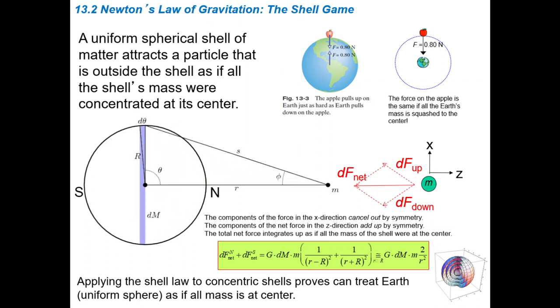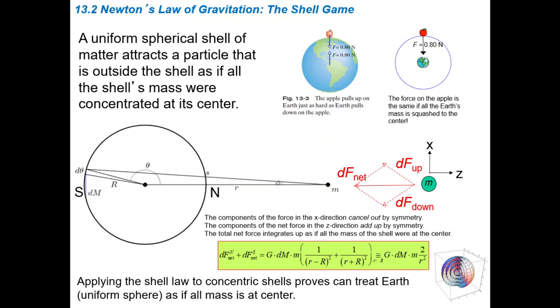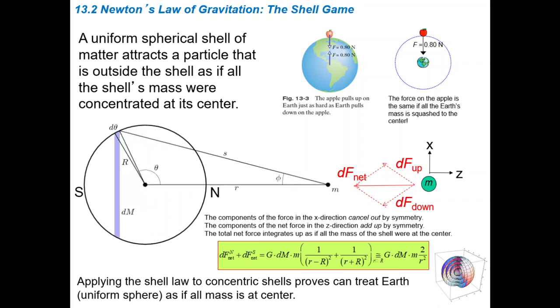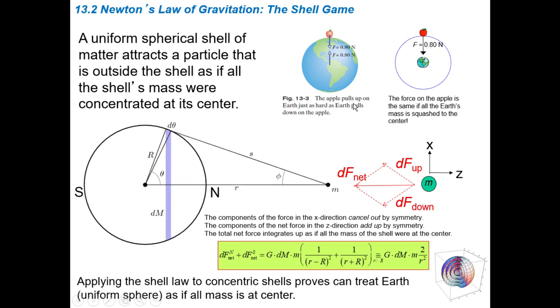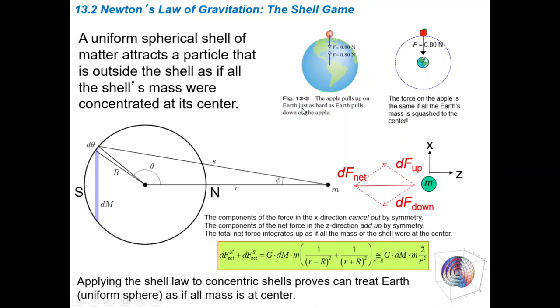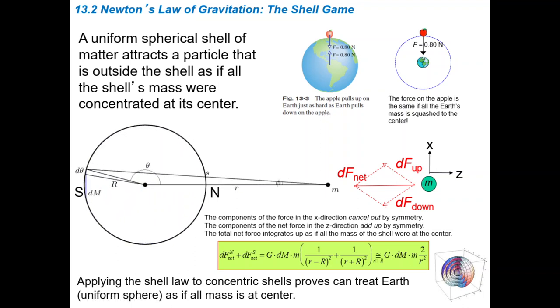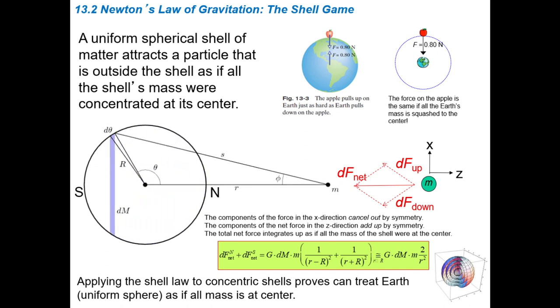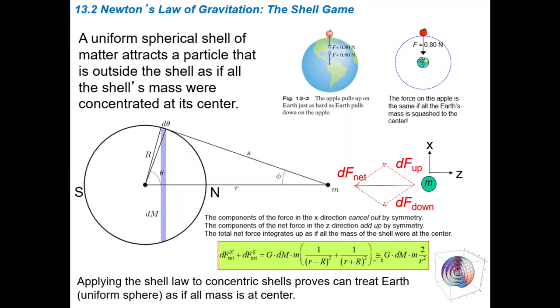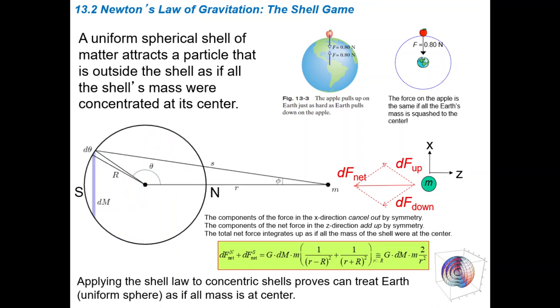A uniform spherical shell of matter attracts a particle that is outside the shell as if all the shell's mass were concentrated at its center. So let's check figure 13.3, where the apple pulls up on the Earth just as the Earth pulls down on the apple, because this is Newton's law. Let me make it really easy for you: whatever force an object pushes with, it will get back, because this is an interaction in Newton's law, and the force on the apple is the same.